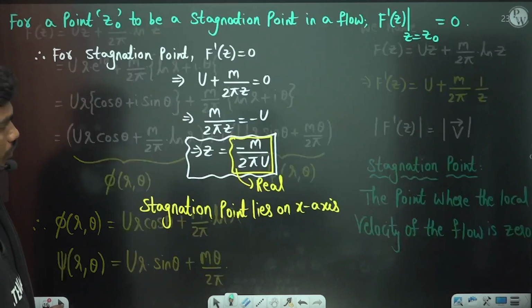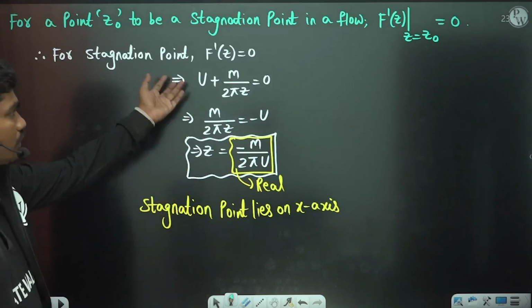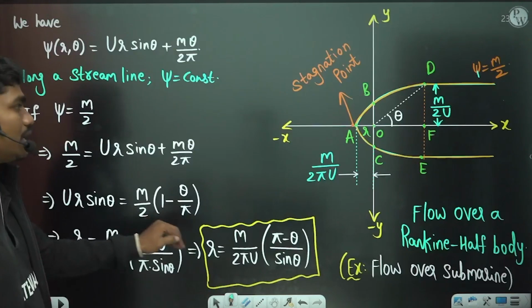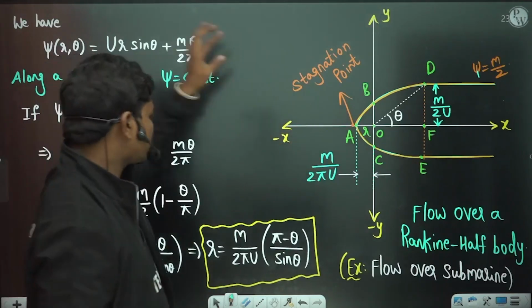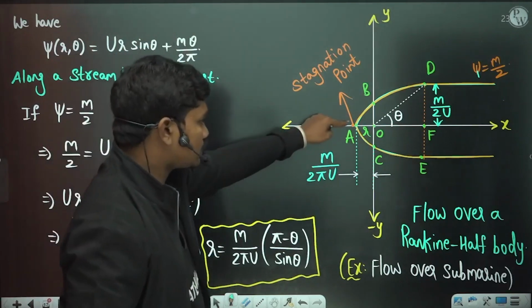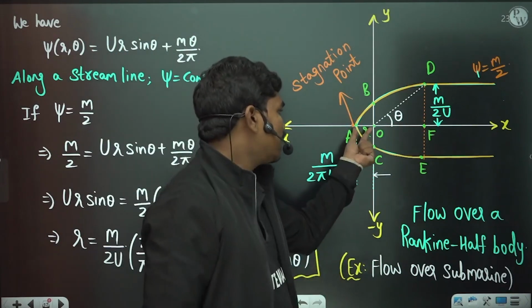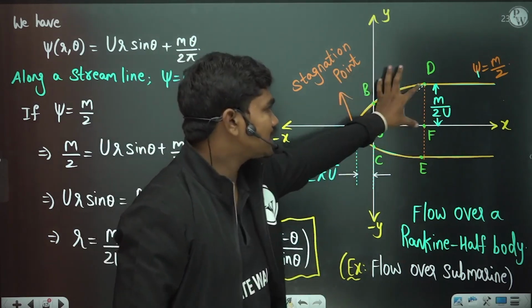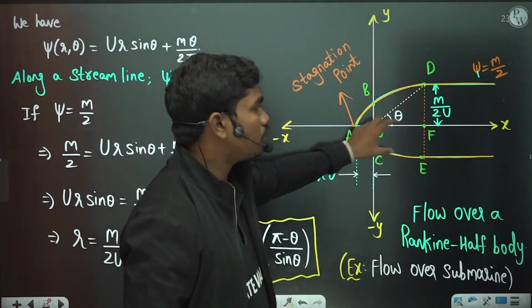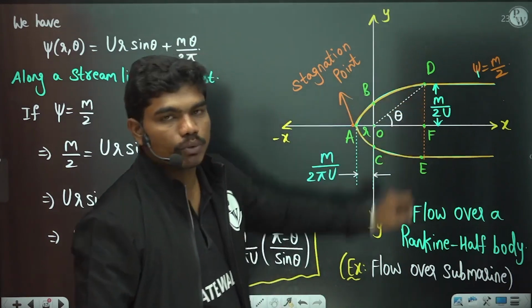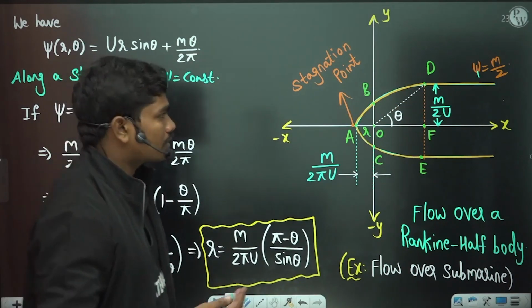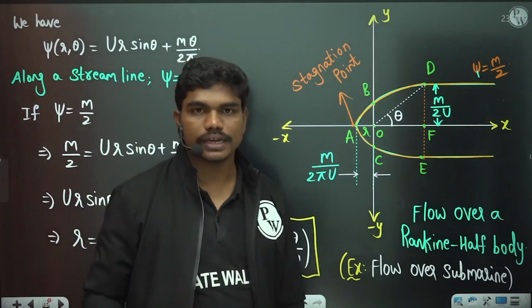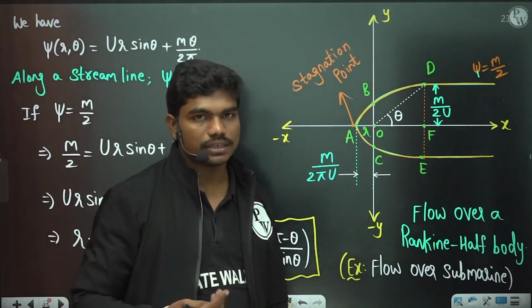Basically, the stagnation point you first identified from f dash of z, and the same thing you identified from the geometry also. Okay, from this calculation of limit, this length is m by 2 pi u, then this is m by 4u, this is m by 2u, and this total length is m by u is what you have. Okay, so these calculations are a bit important for you. So the BC value is m by 2u.